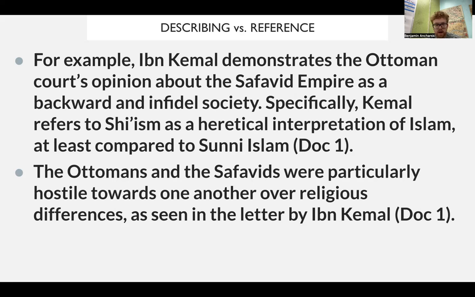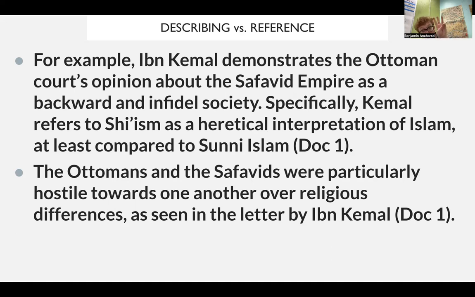Obviously, all religions are valid and equal. The Ottomans and Safavids were particularly hostile towards one another over religious differences, as seen in a letter by Ibn Kamal. That is a reference. You are talking about a document, but not explicitly describing what is in it. That's the difference between referencing and describing.